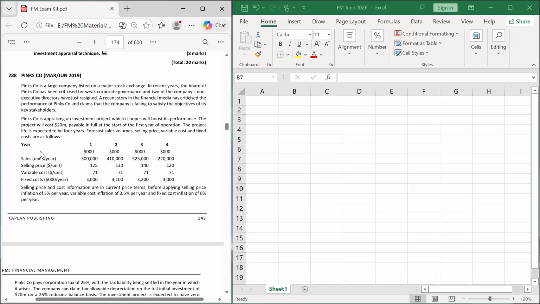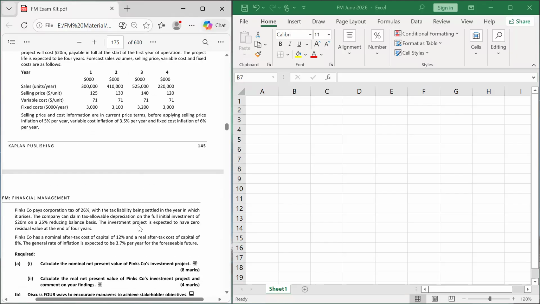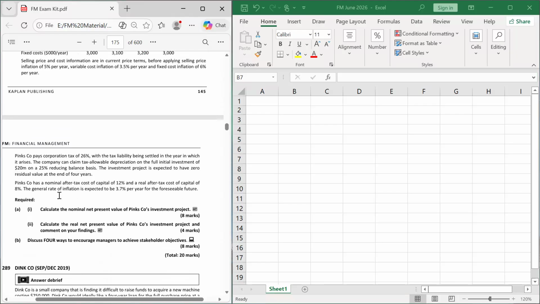Okay, so now let's start the past paper practice question. The name of the question is Pink's Company, and it is the past paper from your March June session 2019. Let's see what the requirements are. So there are two requirements, and we are only going to discuss the relevant NPV requirement. So first requirement is to calculate the nominal net present value of Pink's company's investment project.